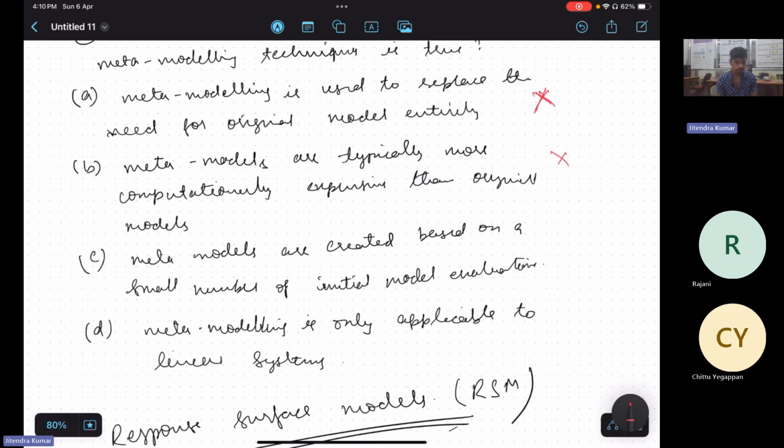Now option C is meta models are created based on a small number of initial model evaluations. See, to develop meta models, to initialize the meta models, we need certain values, right? Since the original model is required, certain initial model evaluation is required. Let's suppose you are going to design any machine or any motor. How much torque do you need? To initialize with the dimensions of the machine, initial values are required, right? So still there are requirements for initial values, so this option is appropriate.